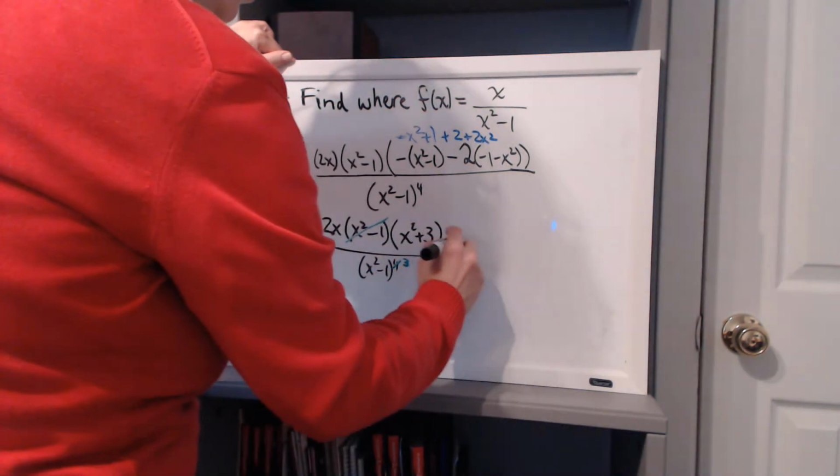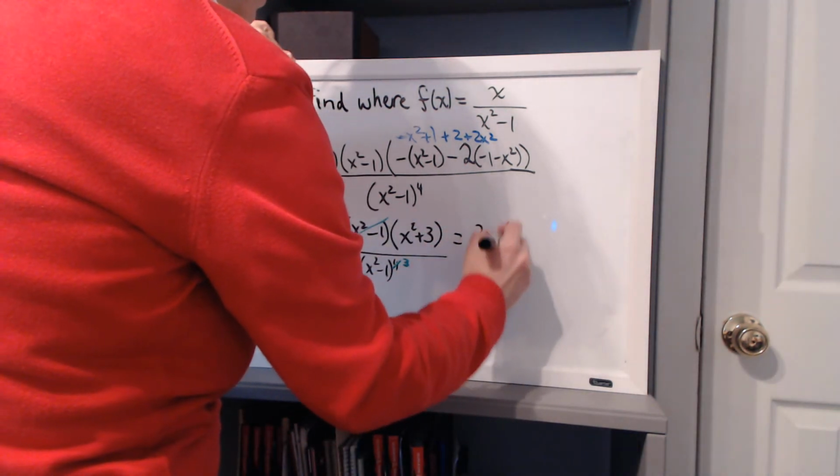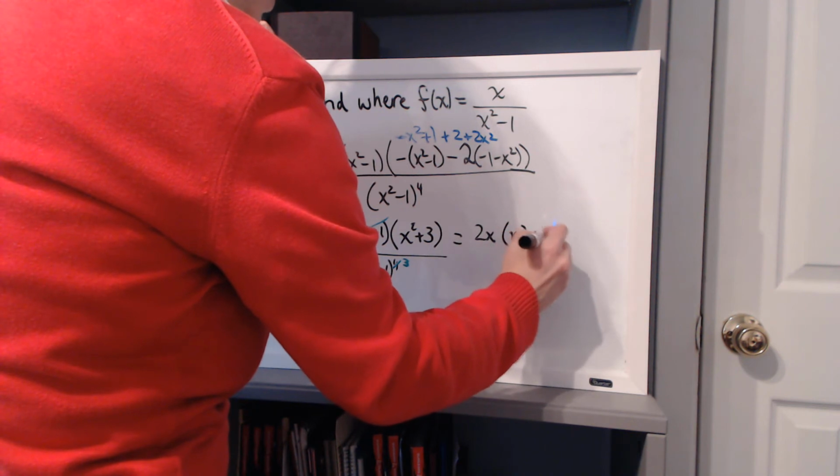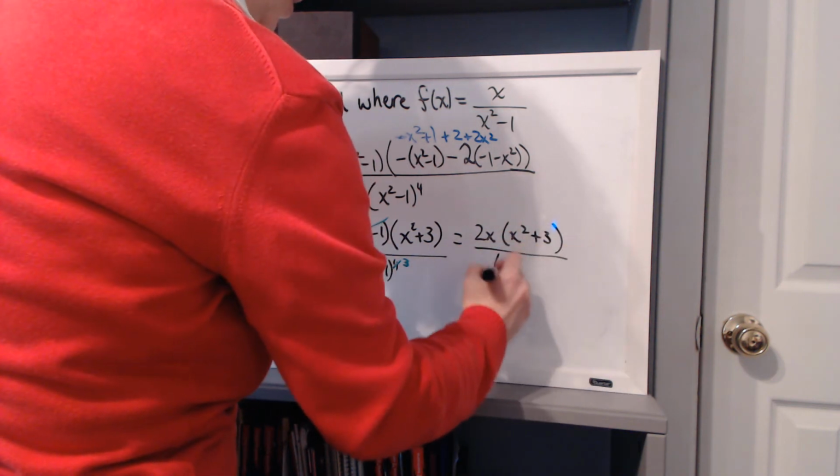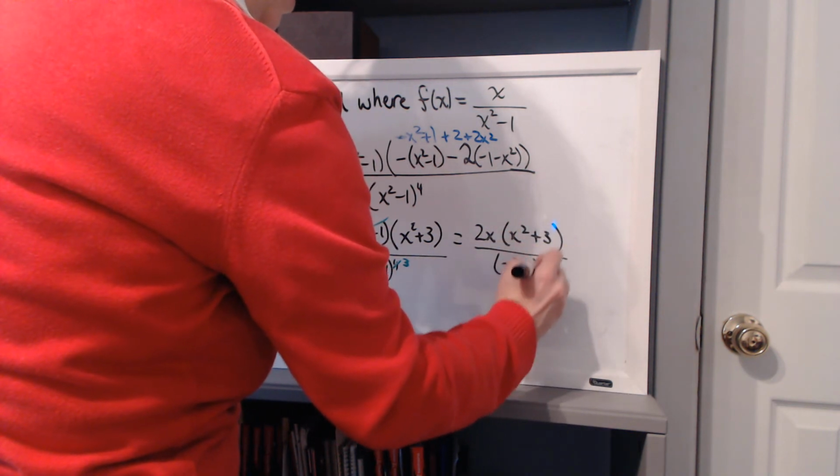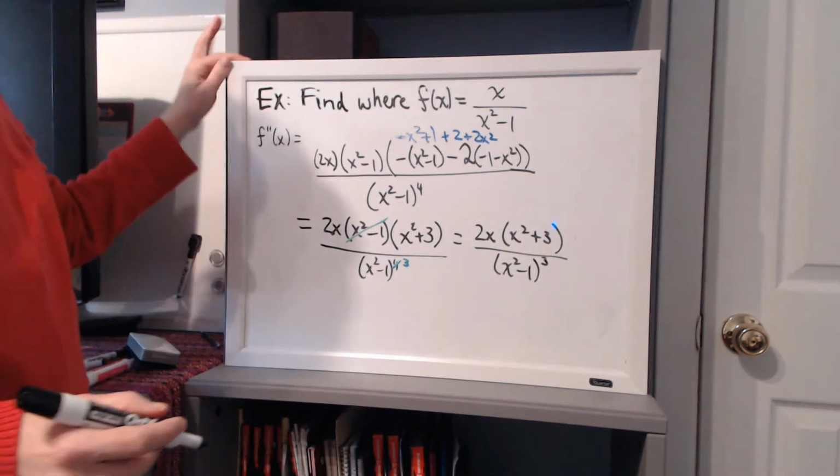So overall, what did we get? 2x times the quantity x squared plus 3 in the numerator over x squared minus 1 quantity cubed.